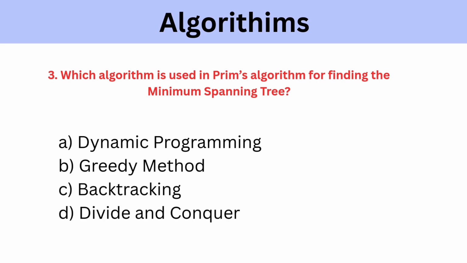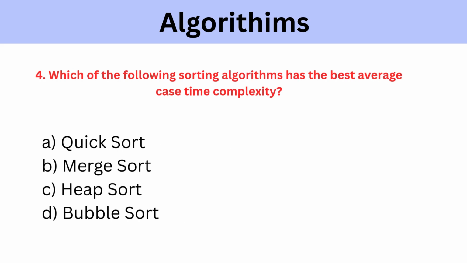Which algorithm is used in Prim's algorithm for finding the minimum spanning tree? A. Dynamic programming. B. Greedy method. C. Backtracking. D. Divide and conquer. The correct answer is option B, greedy method.